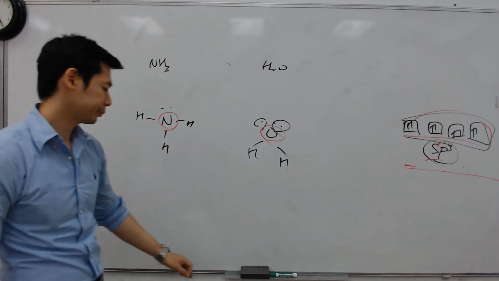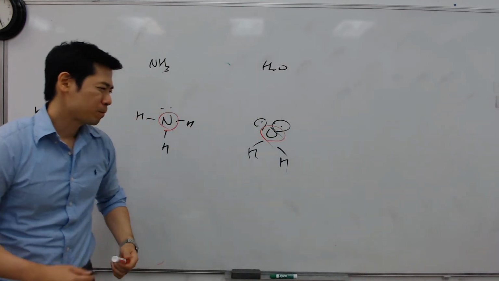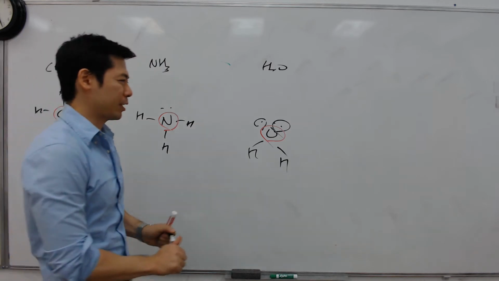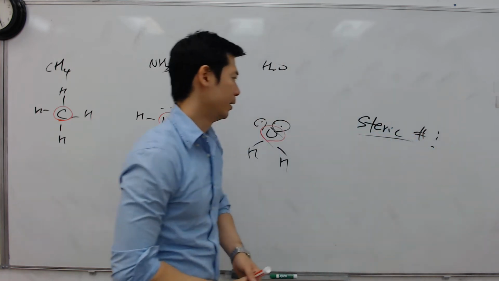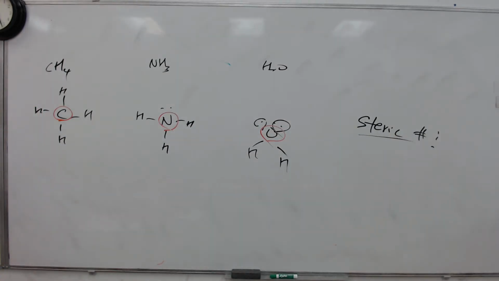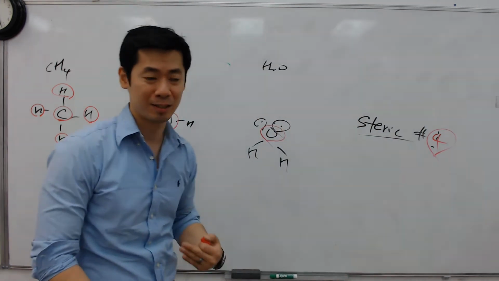This is what it comes down to. Sometimes they call this a steric number. The term is nothing fancy, guys, steric number. All you have to do is count how many things are surrounding the central atom. Do you see that, guys? So carbon has what? 1, 2, 3, 4. There are 4 things surrounding the central atom, which means the steric number is 4.